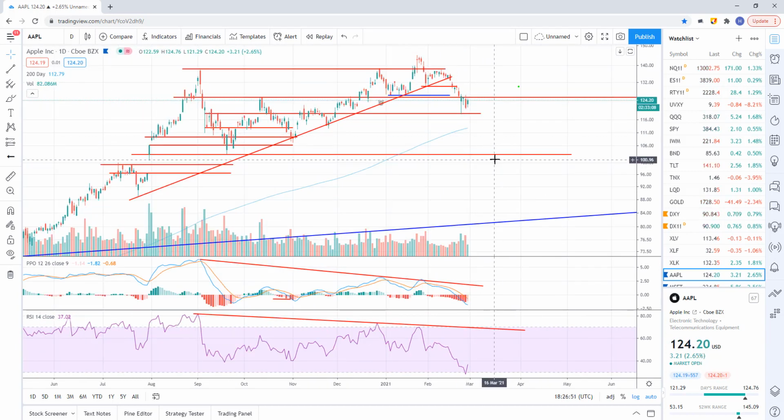I'm looking in Apple probably for a move down to this 102.68 as the next level of support. So we'll just mark that out. From where we're at now, that's a drop of another 17% in Apple. I think we head down there, and that's about as far as we'll go. But we'll look at it when we get down there, or if we get down there.